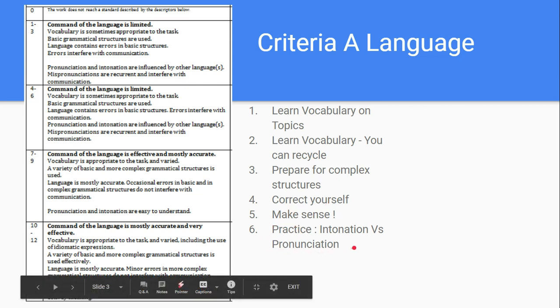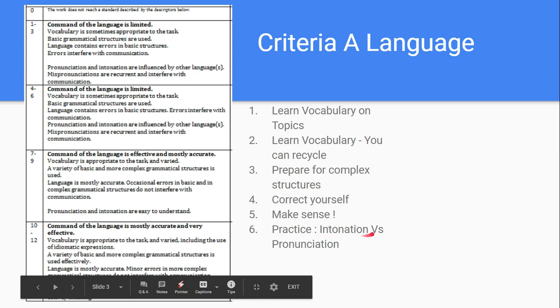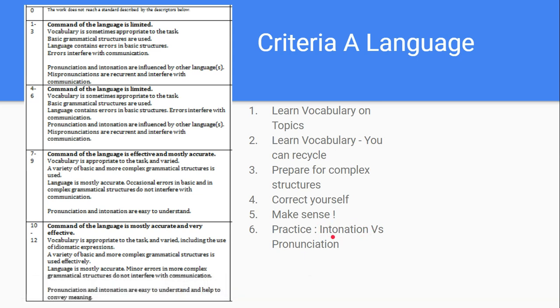Practice intonation versus pronunciation. It's important that we understand this. Intonation is the sound, the music of the language, whereas pronunciation, in my view, is more related to the sounds within the word. So intonation is the whole sentence. How do you sound French? Like in English right now, I'm having a rising intonation.